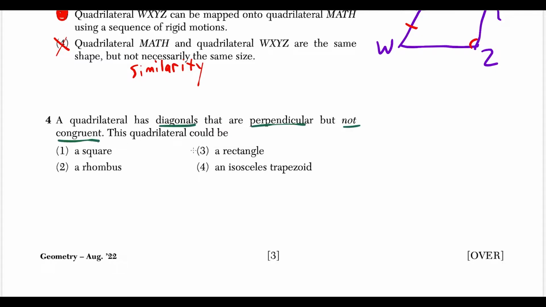Question 4, we have diagonals are perpendicular, but they're not congruent. Which quadrilateral could we be talking about? Now, if you just know that this is a rhombus, then awesome. But let's say you forget the definition. What you could do is just draw two perpendicular lines that are not necessarily the same size. And then, to the best of your artistic ability, you connect these points like this, and notice it's making a rhombus.